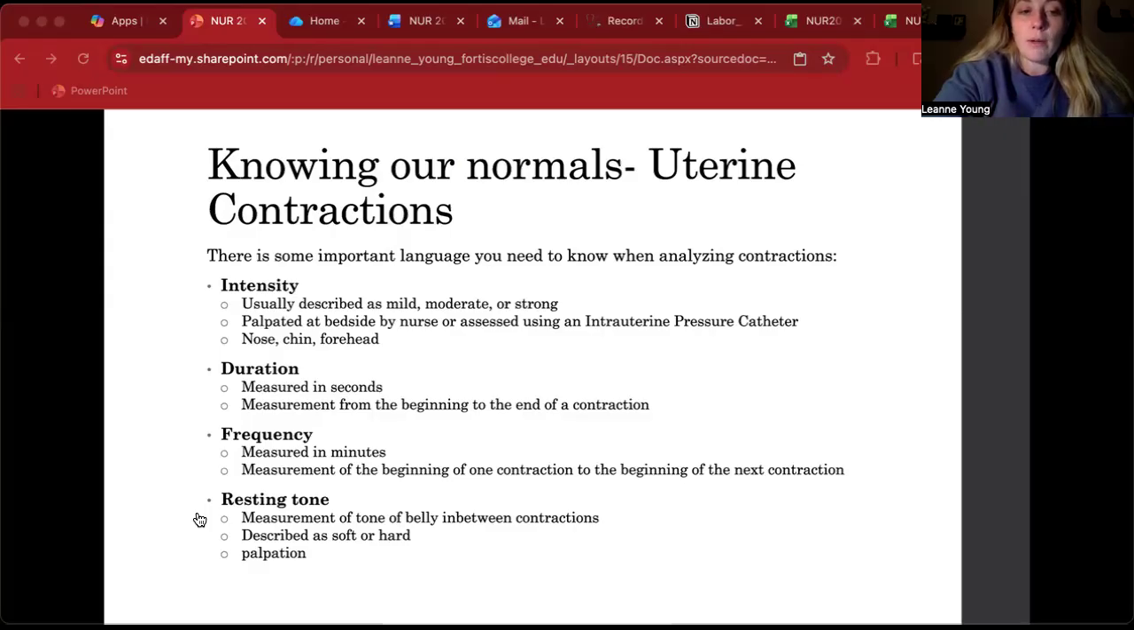Resting tone. So that is the measurement of the tone of the belly in between contractions. We want that tone to be soft. We do not want to feel that mom's belly in between contractions and it to still be rock hard. Like I said, that can indicate that the mom is abrupting, and that would not be good. So this is palpation as well. So some of the stuff for uterine contractions we need to do at the bedside with our patient.